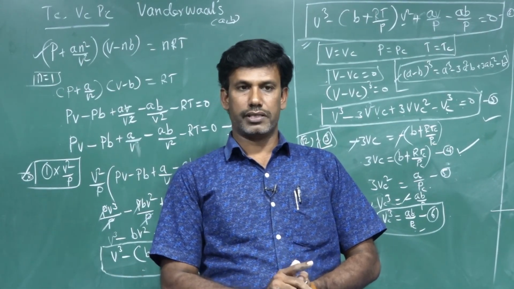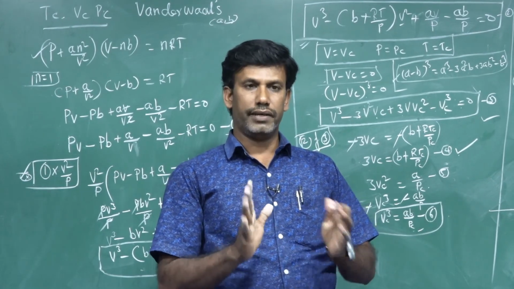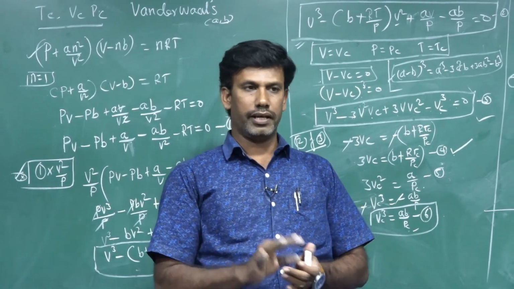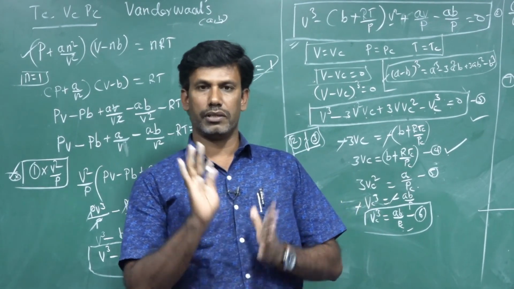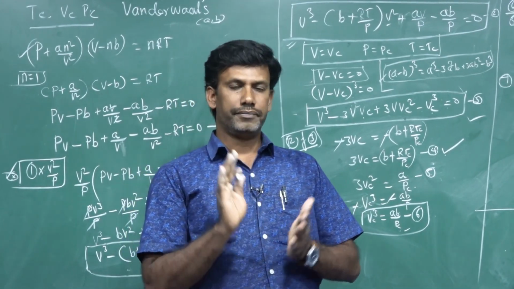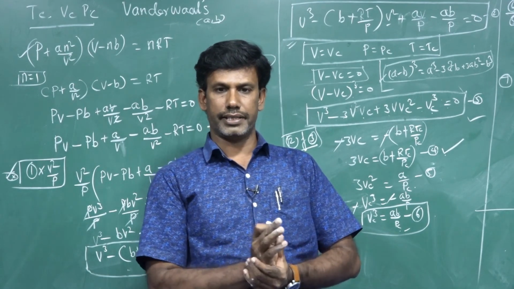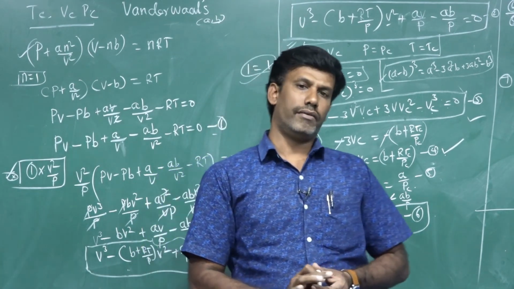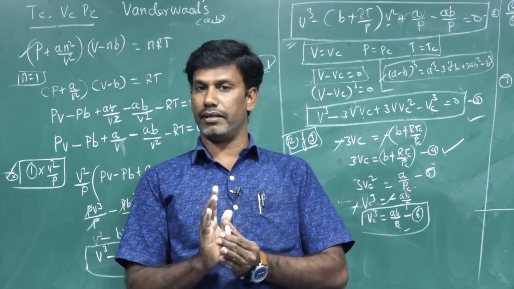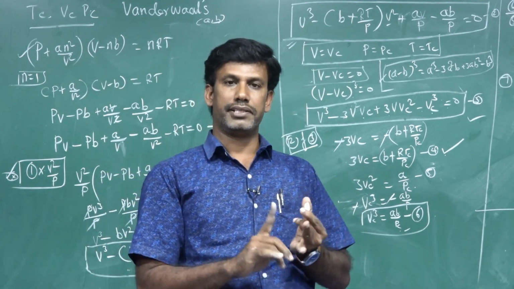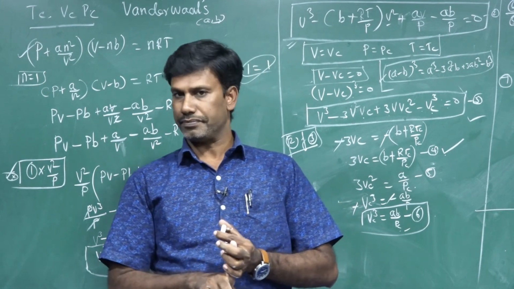So I want to conclude this class now. Whatever we have seen today is only the Andrews isotherm and the Pc, Vc, Tc derivation. Regarding the Andrews isotherm, the critical temperature of carbon dioxide may be calculated from it. The Andrews isotherm gives clear data of the gas and liquid at various temperature, pressure and volume.